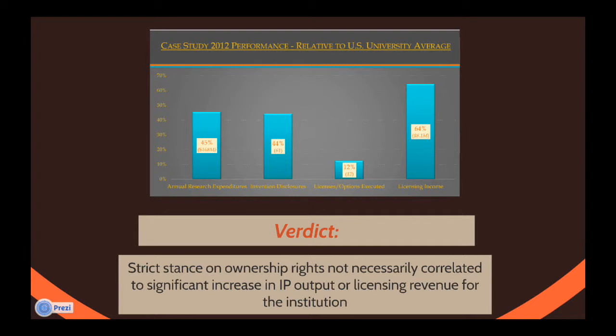What does this mean? Well, for starters, it demonstrates that if an institution's IP ownership policy is overly strict or draconian, it is possible that the overall innovation output and IP culture at the institution may be diminished, even if there are modest revenue gains.